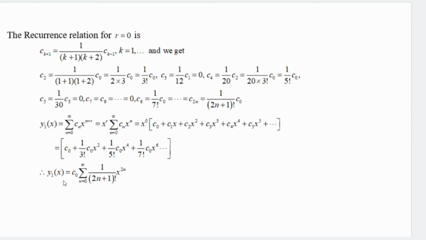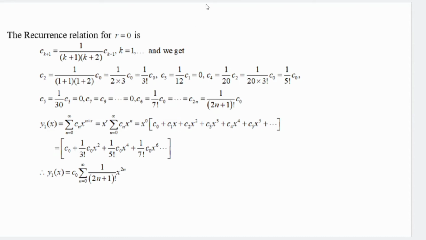That means finally we can write y1 equal to c naught, taking it common, summation n equal to 0 to infinity, because we can see here the n-th term is x power 2n by factorial (2n plus 1). Here we put n equal to 0, we get the first term. When we put n equal to 1, we get the second term, then third term, fourth term.